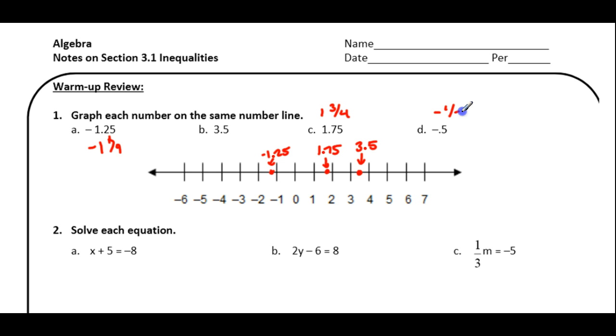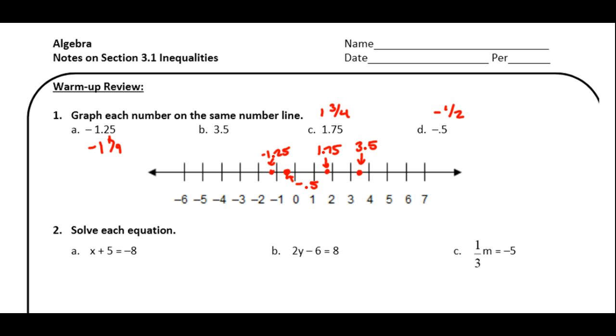And last one, D is negative 0.5. That's the same thing as negative half. So if I start at 0, I have to go in the negative direction, but hopefully you recognize half is not enough to be 1. It's halfway between 0 and 1. So that number would be right there. There is our negative 0.5.